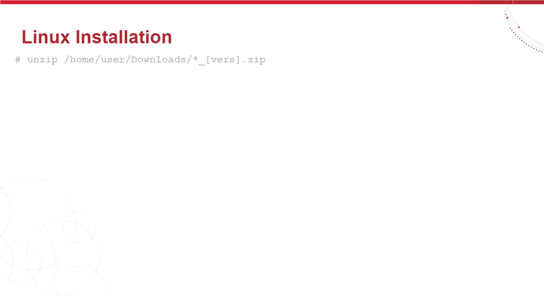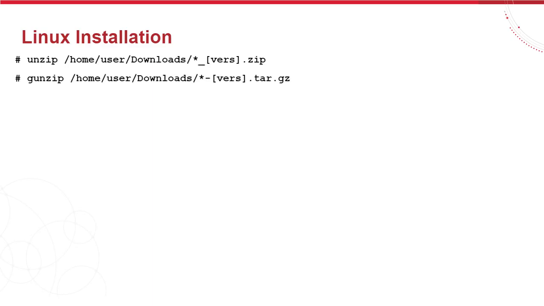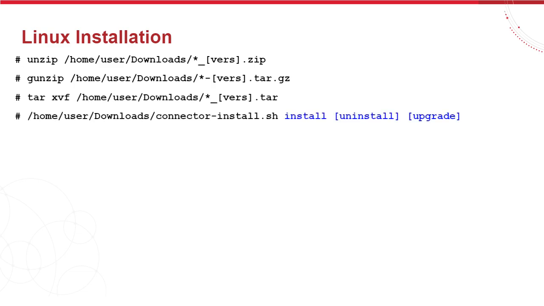Unzip the file. Gunzip the tar.gz package. Untar the package. Install the connector as root. The script is called connector-install.sh. Use the install option at the end. If you're uninstalling or upgrading, use the uninstall or upgrade options and follow the instructions.